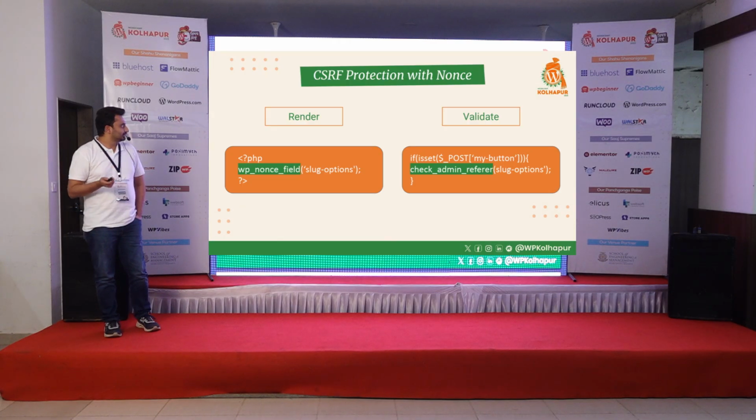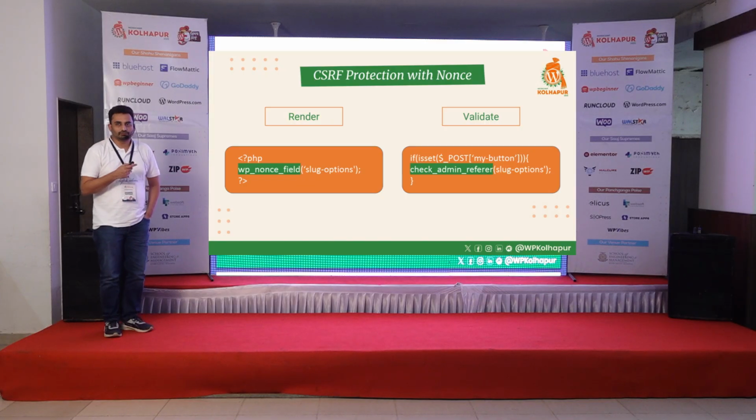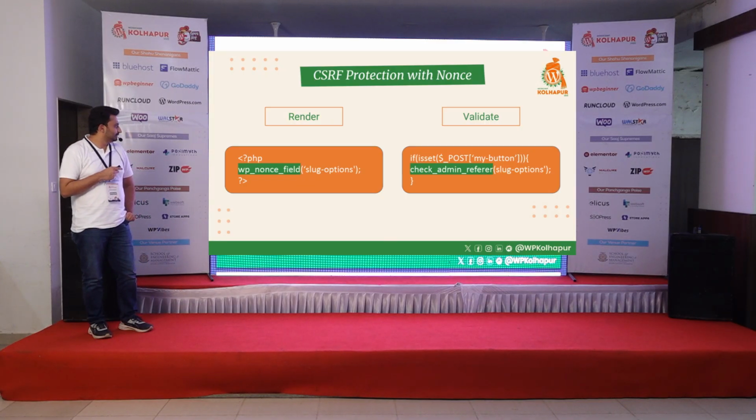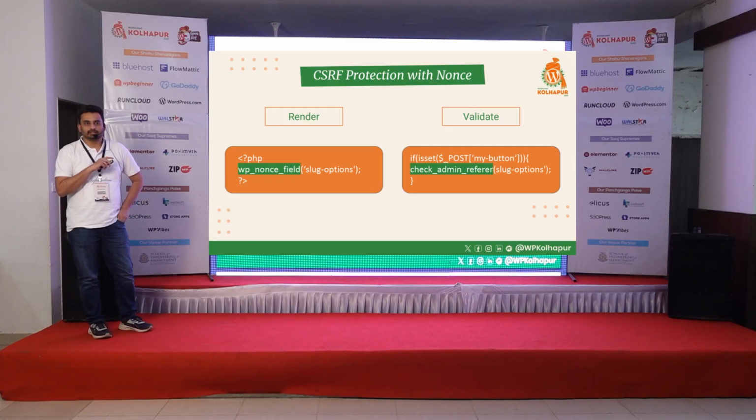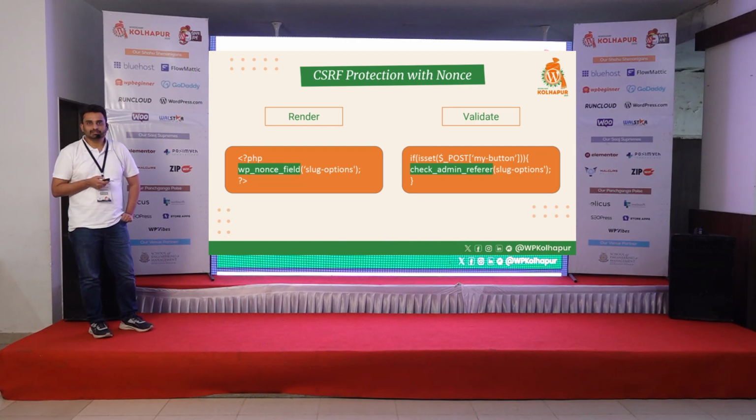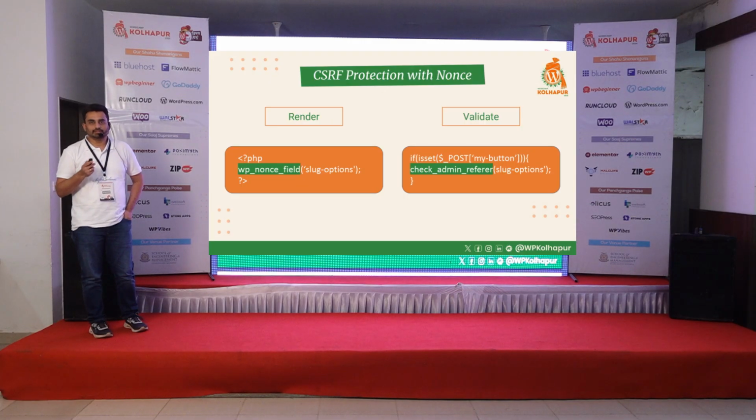So there are two steps in CSRF protection. First is to render. So in your form, you have to use the wp_nonce_field function, which will echo a hidden input in your form. And the other part is validation. So when the form is submitted, you can use the check_admin_referer function in WordPress, which will make sure that the nonce that you have created in your input is validated. So if that is not validated, it will trigger an error.